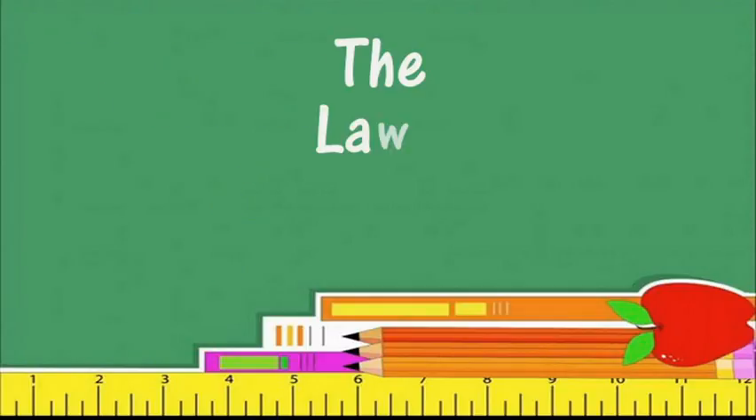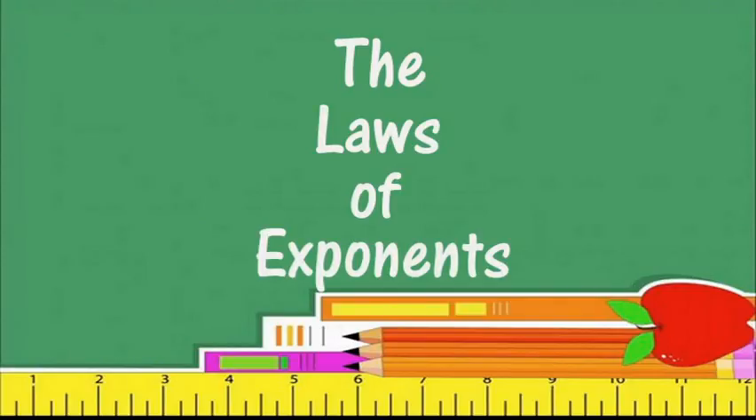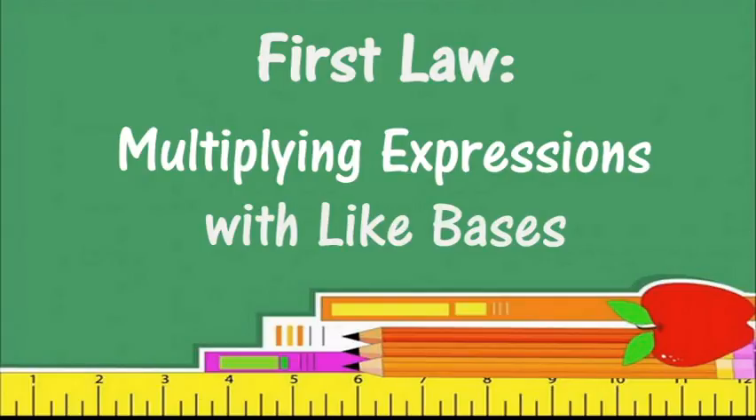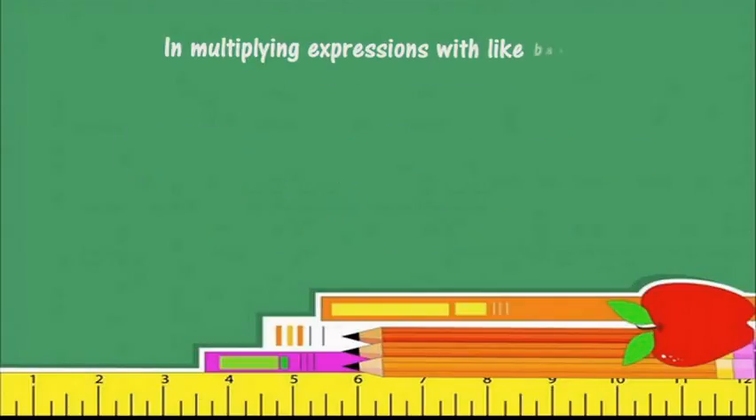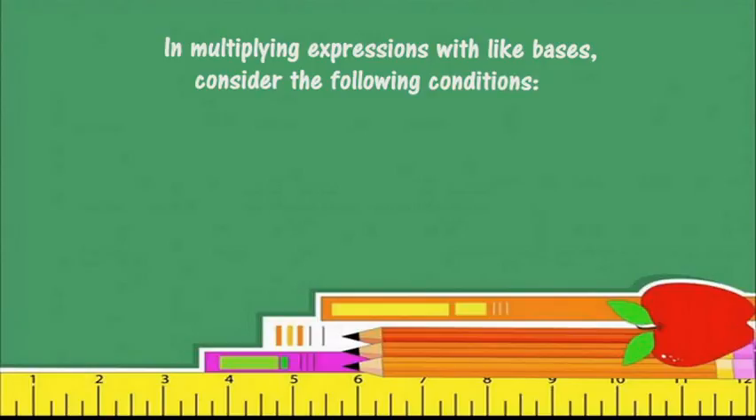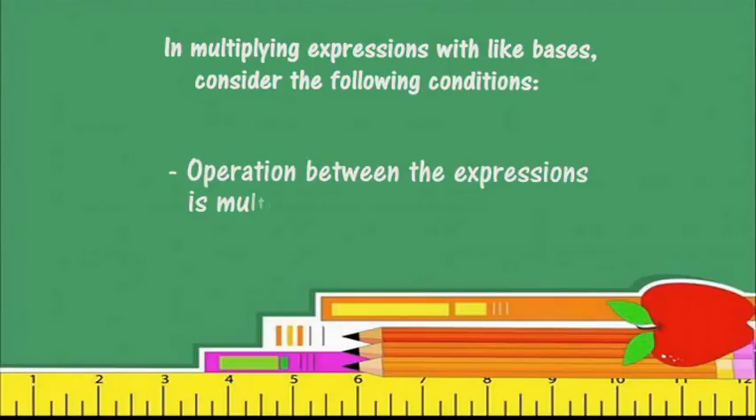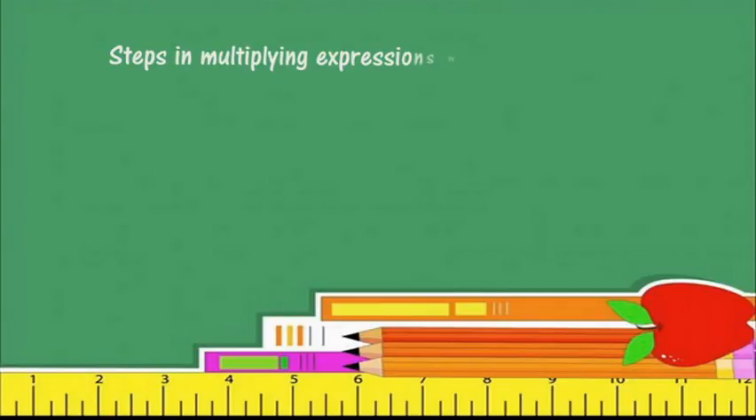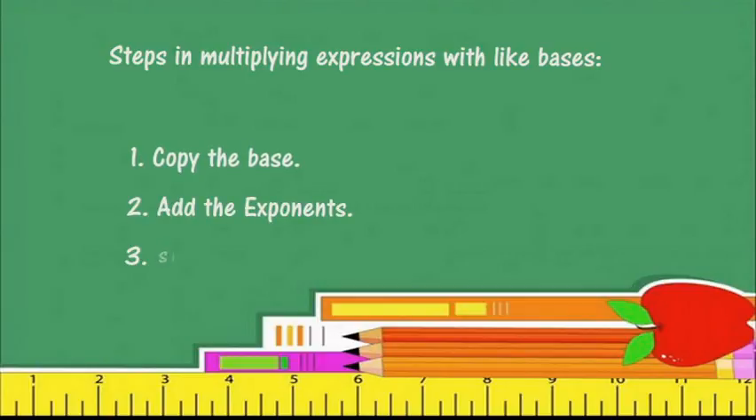Let's now proceed to the laws of exponents. The first law is multiplying expressions with like bases. In multiplying expressions with like bases, consider the following conditions. The first one is that the operation between the expressions is multiplication, and the second one is that the base must be the same. Steps in multiplying expressions with like bases: first is copy the base, the next is add the exponents, and the last is to simplify the expression.